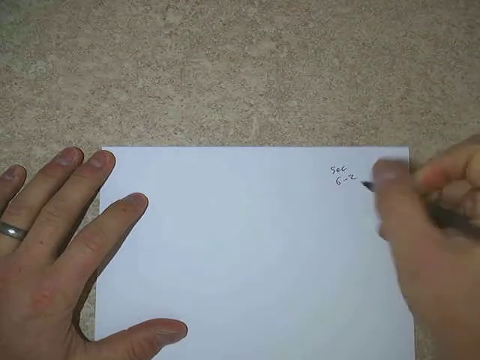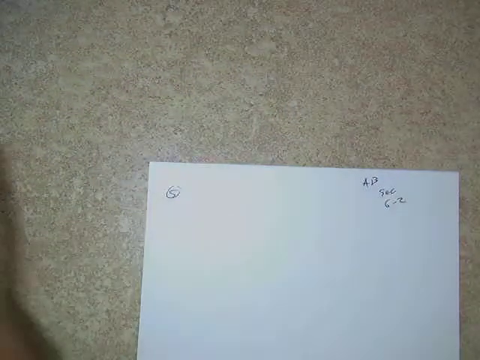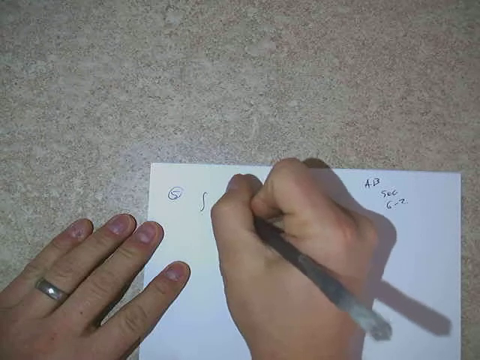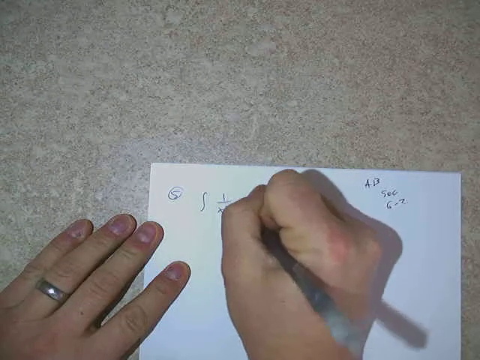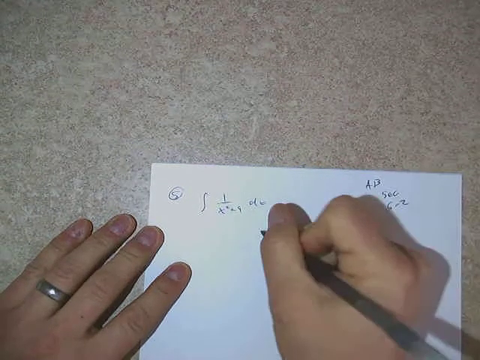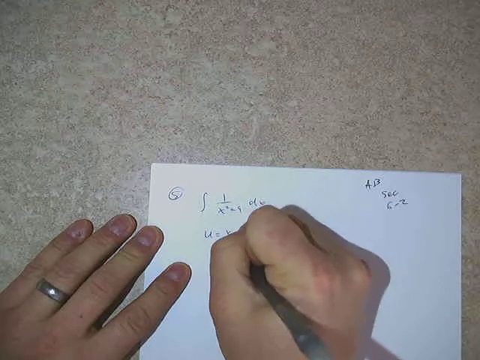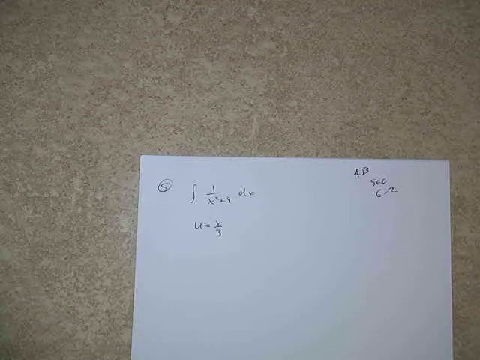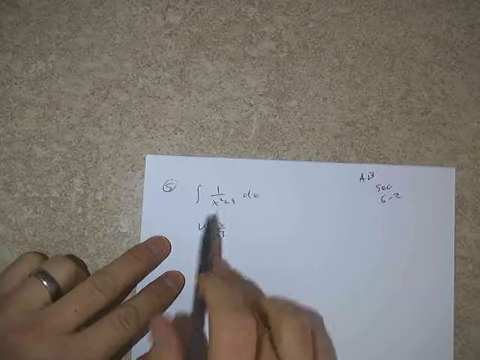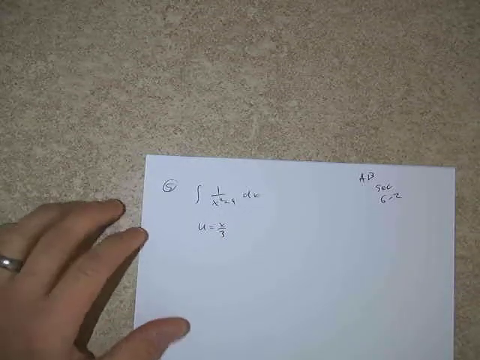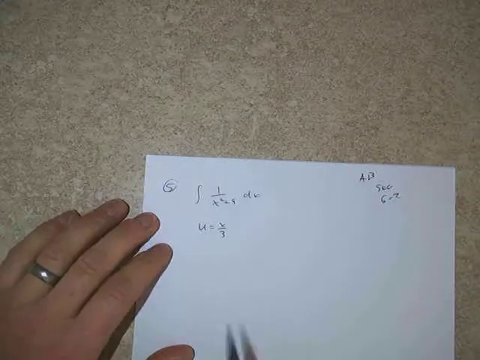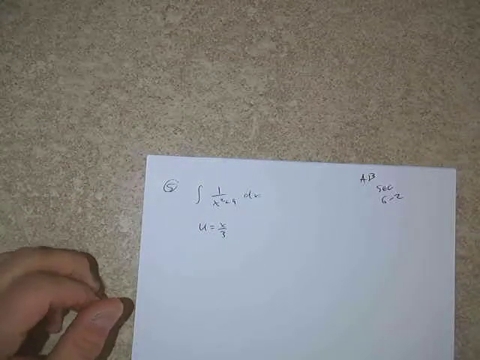Section 6.2. And looking at number 5, they give us a substitution here, which is 1 over x squared plus 9 dx. And we're going to use u equals x over 3 as our substitution here. Because keeping in mind that if we were to just look at this on our own with our x squared plus 9, if we let u equal x squared plus 9, we'd have du equals 2x dx, which there is no 2x as part of this.